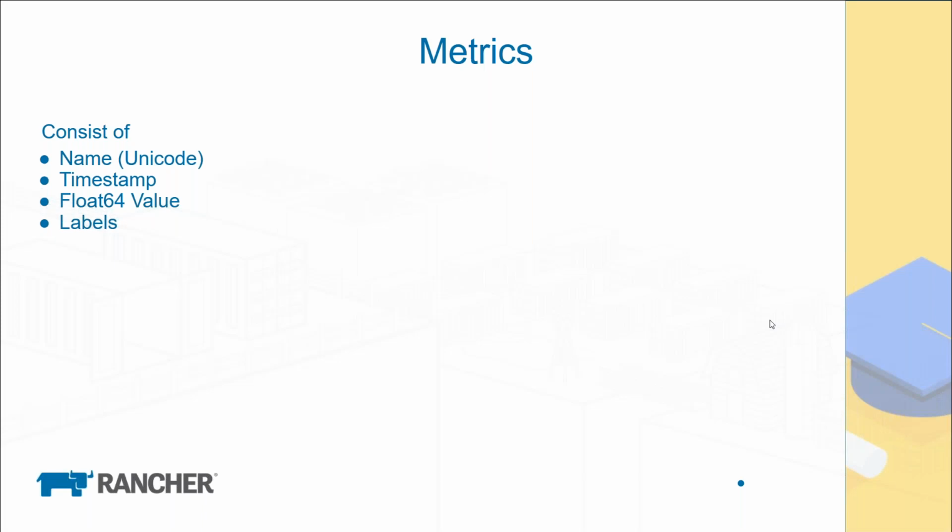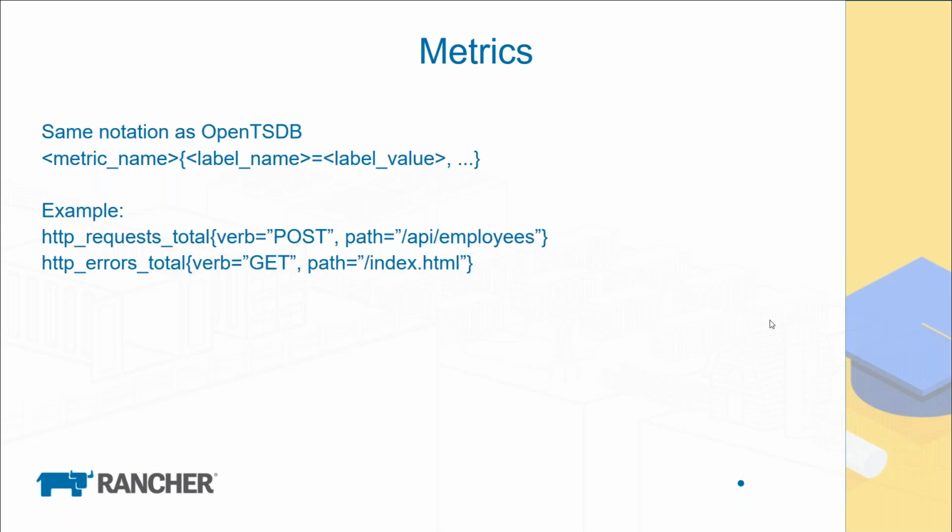So metrics in Prometheus consist of a name that can be Unicode characters, a timestamp, a float 64 value, and a set of 0 or more labels. It looks like it's the same notation that's used by OpenTSDB, which has the metrics name, and then the curly brackets with the label name and label value. So a couple examples there: your HTTP request total, with a verb and with a path. And these are two common examples of metrics. And then that metric will then have the counts associated with it stored in the TSDB with time slices.